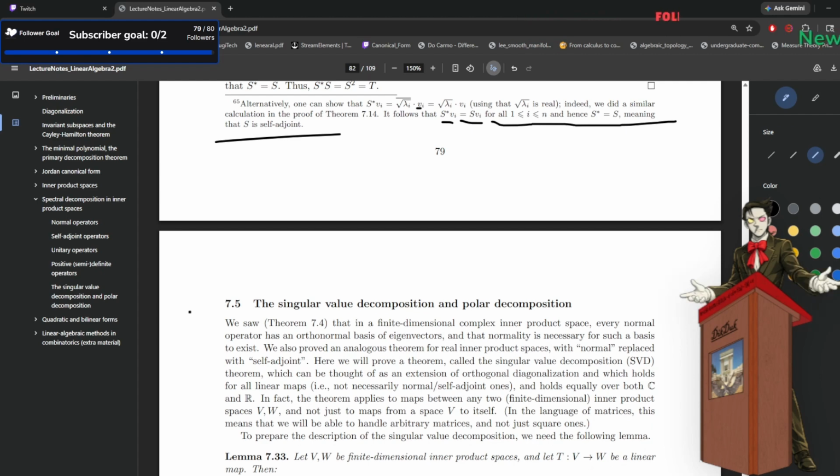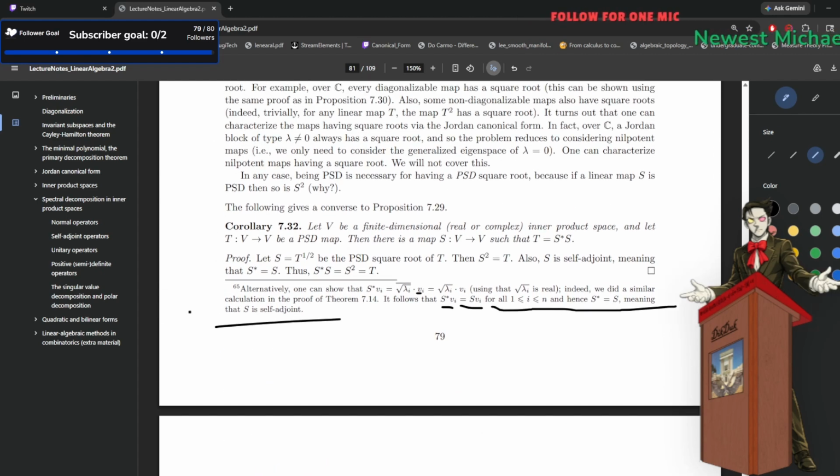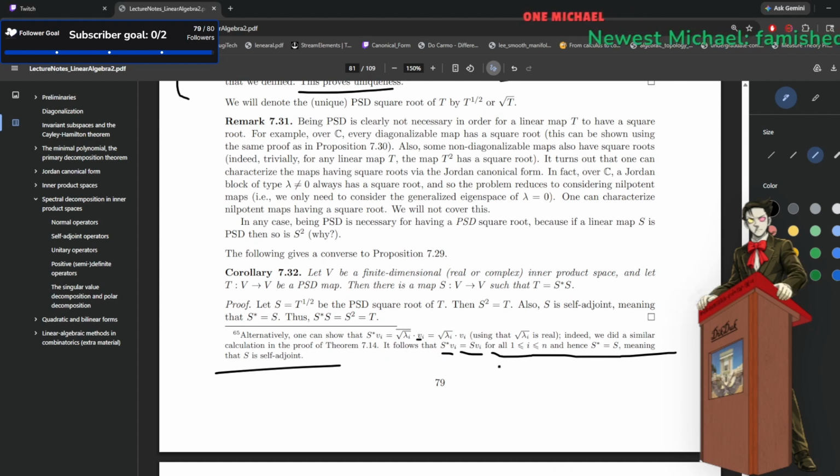Okay, and then we get to the singular value decomposition and polar decomposition theorem. Okay, in that case, let's continue.